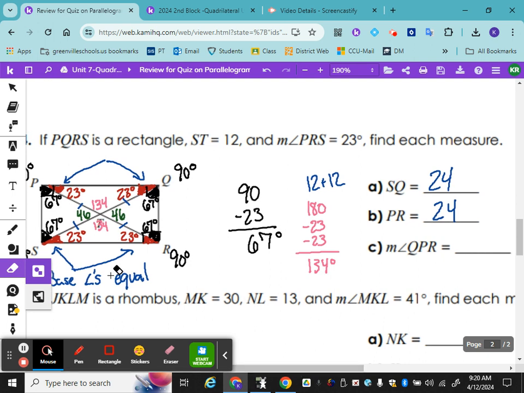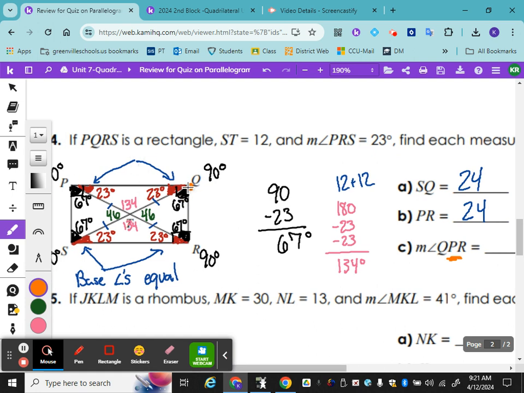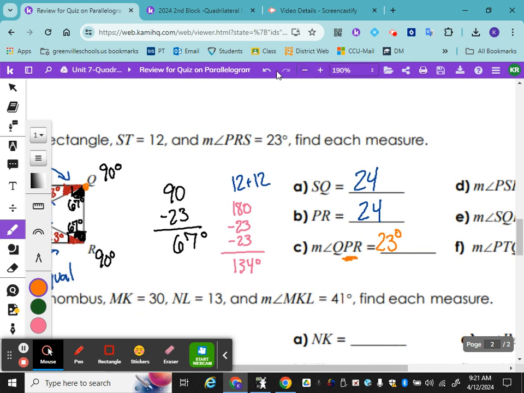So QPR, closest to P, from Q. Can't see P. P to R. Connect them. That's this, 23. And we're talking angles, so I'm going to put degrees. These are talking sides, so no degrees. All right, I'm going to zoom out so I can see all of it at once.